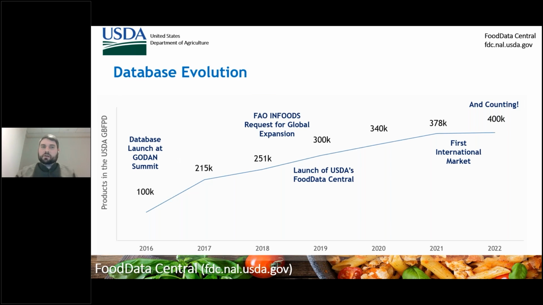This is a snapshot of the evolution of the branded database. It was originally launched in 2016 with 100,000 products, and since then has grown to include over 400,000 branded and private label products, with updates being made on a monthly basis. The partnership is active in ensuring data quality, expanding into global markets, and responding to research needs that are identified by scientific investigators and federal agencies, such as the microbes that we'll be talking about today.